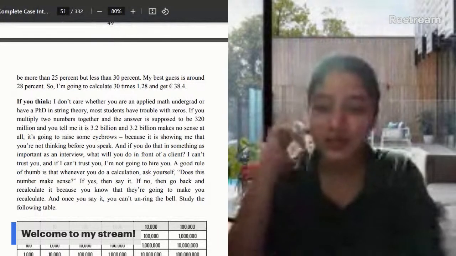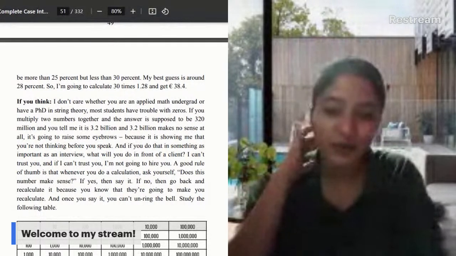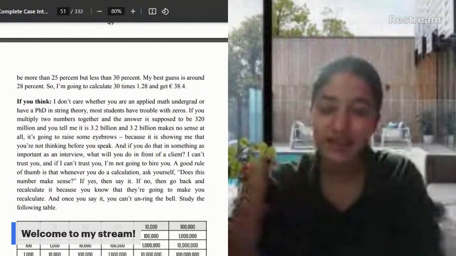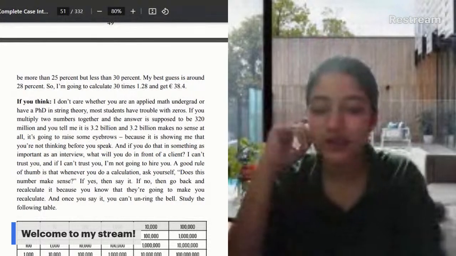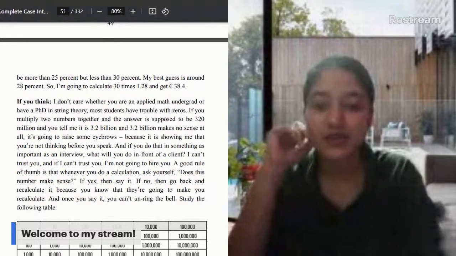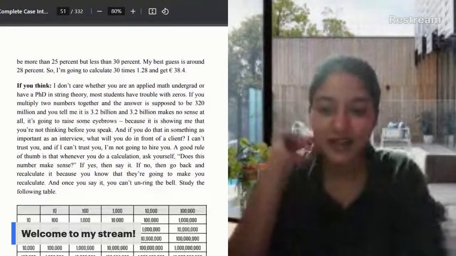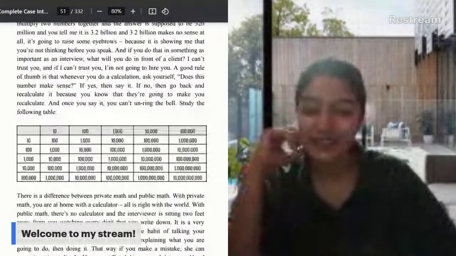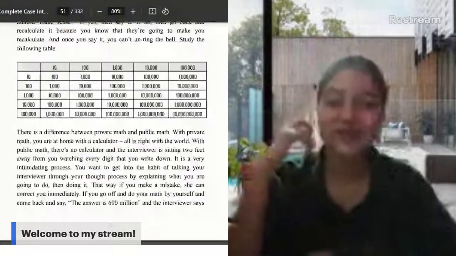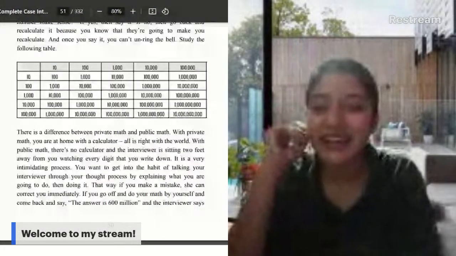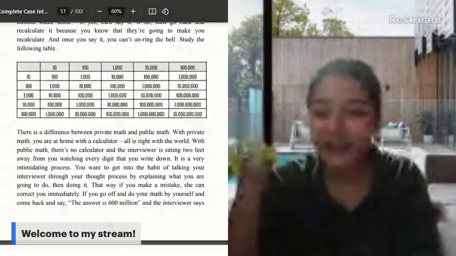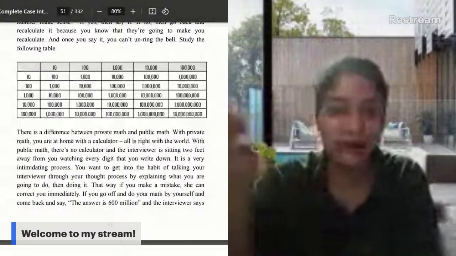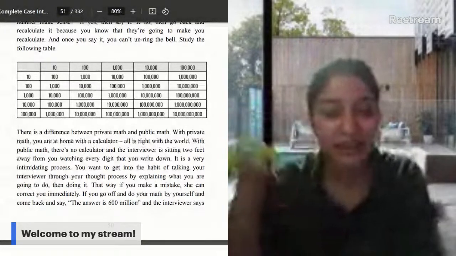A good rule of thumb is that whenever you do a calculation, ask yourself, does this number make sense? If yes, then say it. If no, then go back and recalculate, because once you say it, you can't unring the bell. Study the following table. You have to be familiar with your zeros. So 10 times 10 is 100, 100 times 100 is 10,000, and so on: 1,000, 10,000. It's kind of like an abacus table, because it has the beads lined up in the same way.